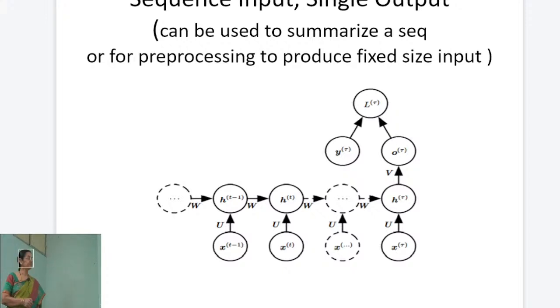Okay? Some models will not be capable of handling varying length inputs. So for that you need a pre-processing step, because the task involves varying length sequences, and unless you convert them into fixed length sequences, the next model may not be able to handle them. In that case, you will be going for this model.